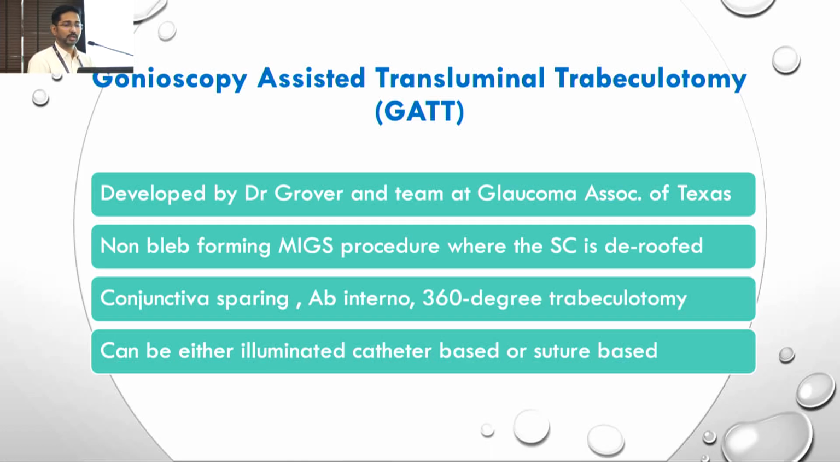Developed by Dr. Grover and his team at the Glaucoma Associates of Texas, it's a non-bleb forming MIGS procedure, conjunctiva sparing, an ab interno, 360-degree trabeculotomy. That's a major advantage, that it achieves a complete 360-degree cleavage, and it can be done either with an illuminated catheter or suture based, where we use a 5-0 Prolene suture.